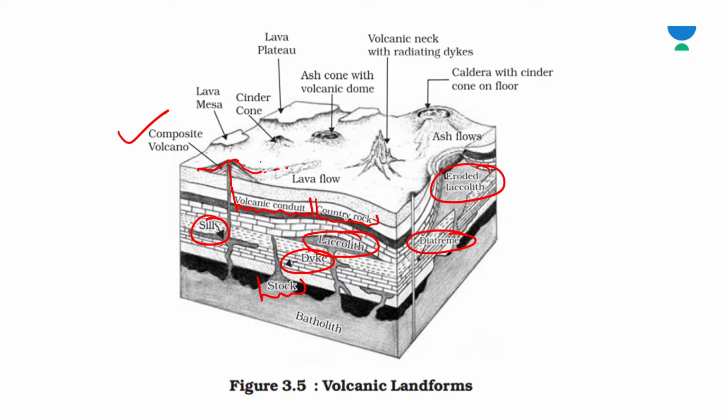Then cinder cone. So the upcoming lava which moves in the form of a fountain throws out the cone at the top of the vent and develops into a cinder cone.